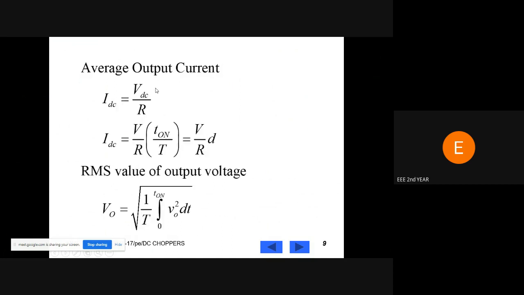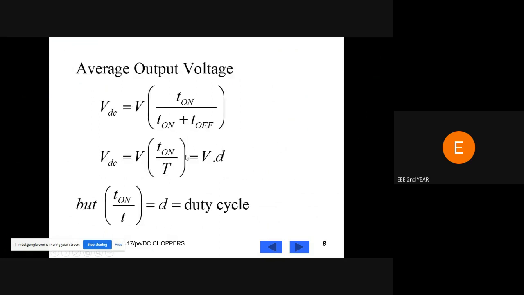The average output current IDC is equal to VDC by R. So IDC is equal to V by R, and your current will be measured with the ratio of T on by T. So this is also called the duty cycle, V by R into D. The same output current can be expressed in terms of RMS. RMS is nothing but the root mean square value of the output voltage. So your V naught is equal to, this is your output voltage V into D.